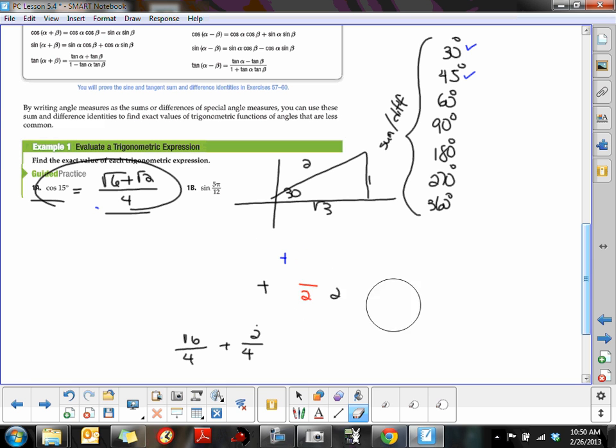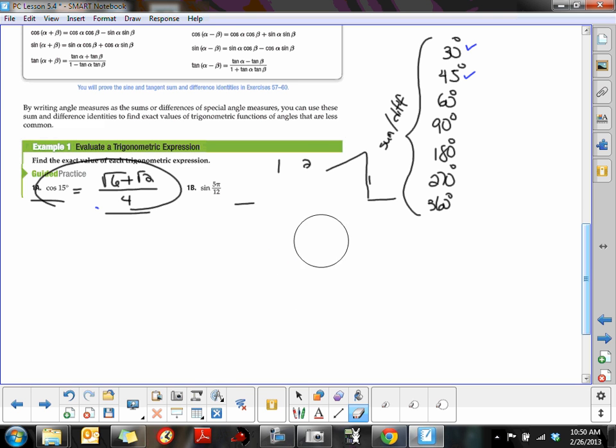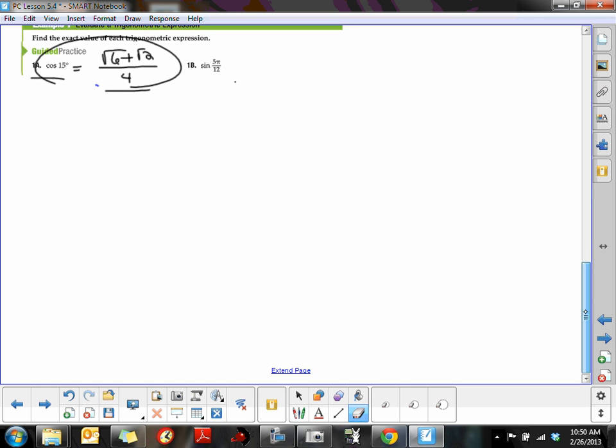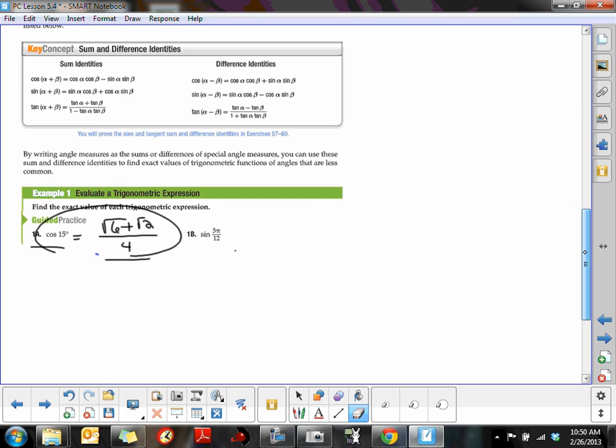The second one is in radians, and I'd like to see you stay in radians and not convert it right away back into degrees. But you know, every method has its pluses and minuses. If you want to change it right back into degrees, you can. In this problem, it would work really well.